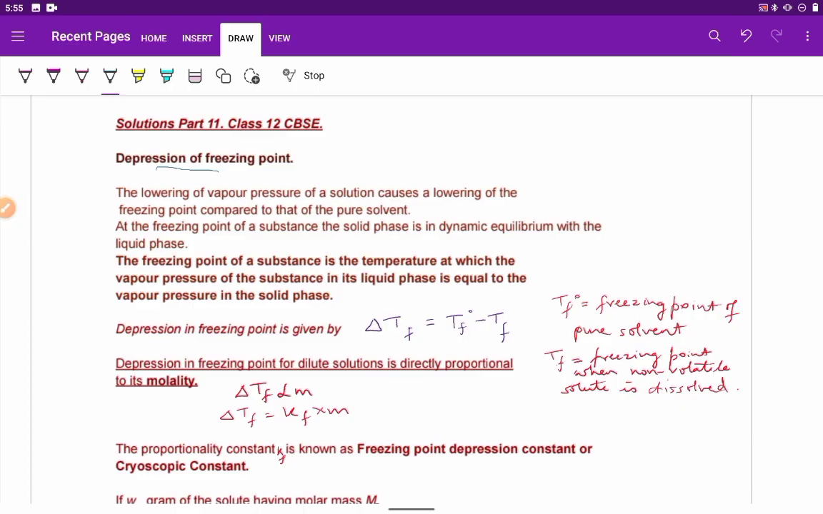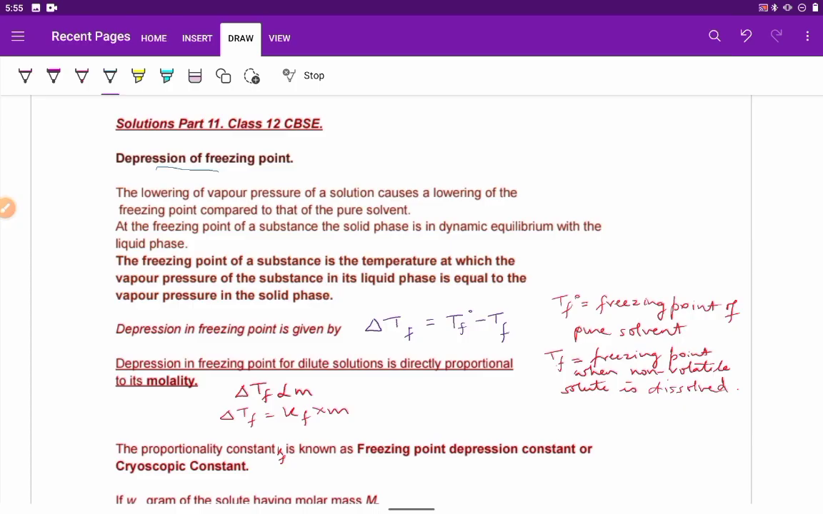At the freezing point of a substance, the solid phase is in dynamic equilibrium with the liquid phase. And what is freezing point? The freezing point of a substance is the temperature at which the vapor pressure of the substance in its liquid phase is equal to the vapor pressure in the solid phase. So the two things we consider are the liquid phase and the solid phase.